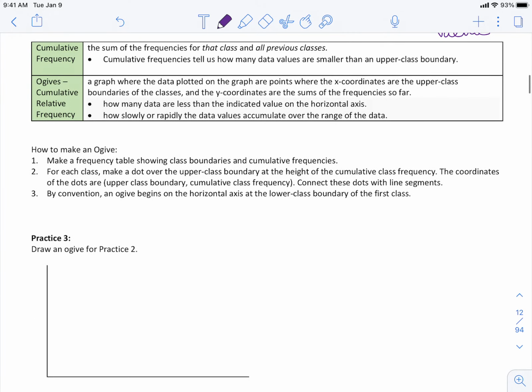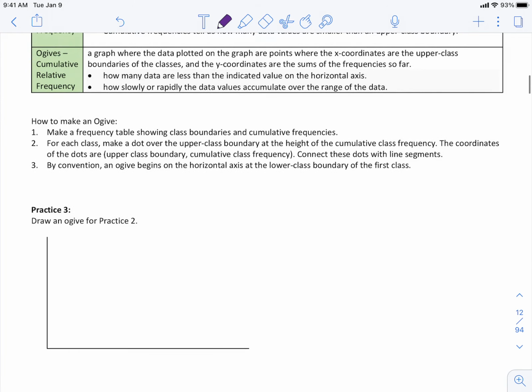So how to make an ogive, or cumulative relative frequency histogram. You make a frequency table showing class boundaries and cumulative frequencies. For each class, make a dot above the upper class boundary at the height of the cumulative class frequency. The coordinates of the dots are the upper class boundary, comma, the cumulative class frequency. Connect these dots with line segments. By convention, an ogive begins on the horizontal axis at the lower class boundary of the first class.